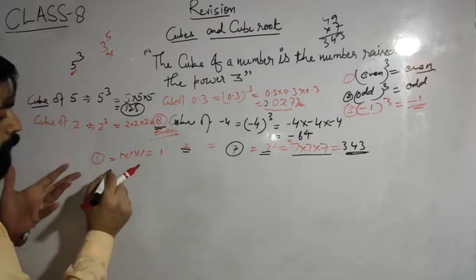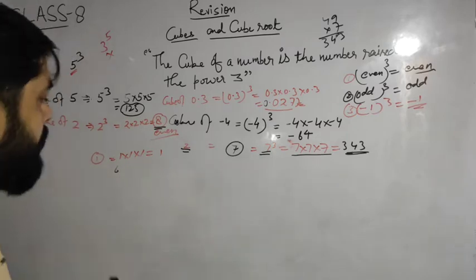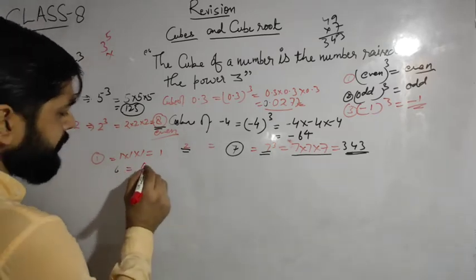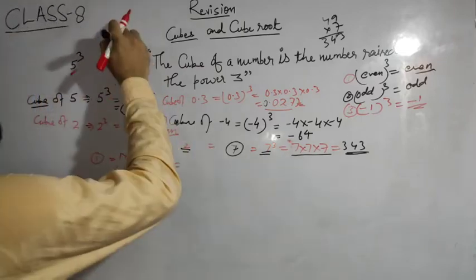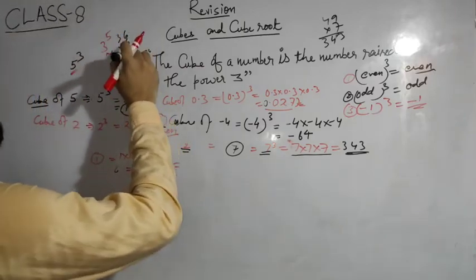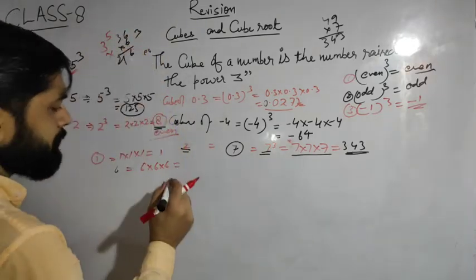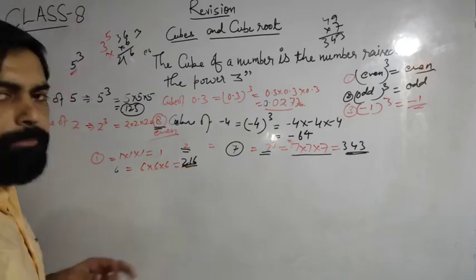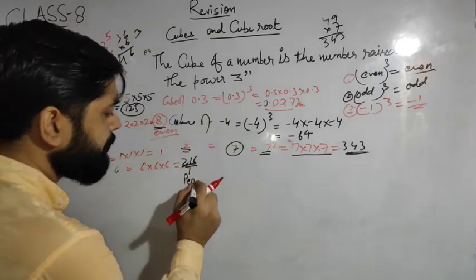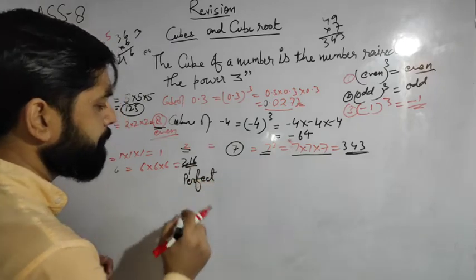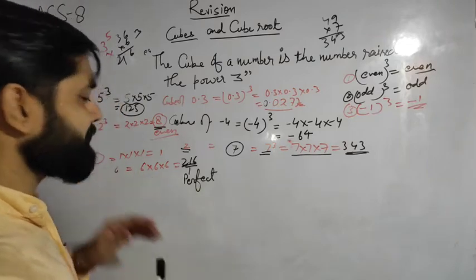It means you can take any number, like 6. So what is the perfect cube of 6? You multiply 6 three times. 6 multiplied by 6, 6 6s are 36. Then 36 times 6, 6 6s are 36. Write 6, carry 3. 6 3s are 18 plus 3. So this is 216. So 216 is a perfect cube. This is the perfect cube of 6.